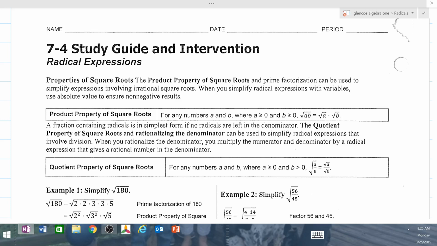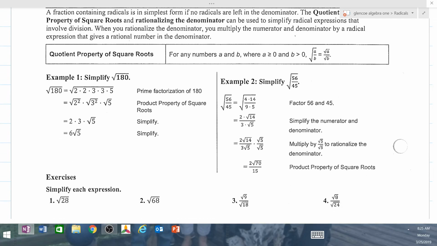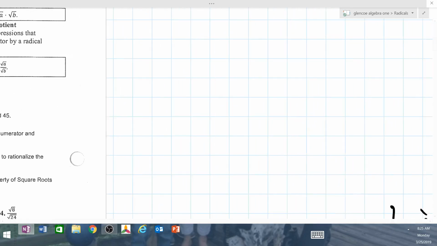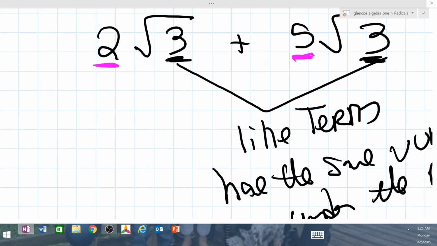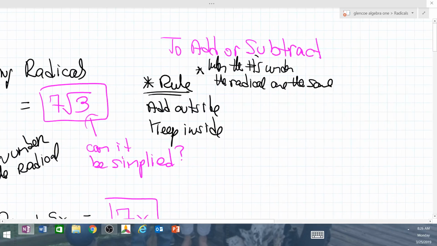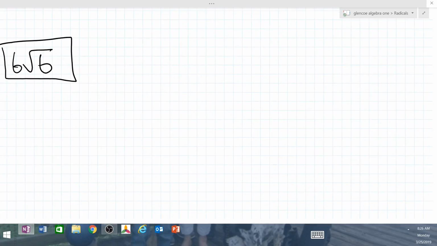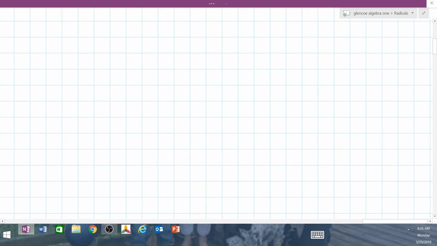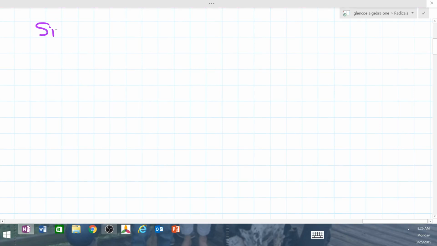So here we go. Let's go ahead and just pick it up real nice and easy from simplifying a square root. Let's start off right here. If I said to you, simplify the square root of 180.